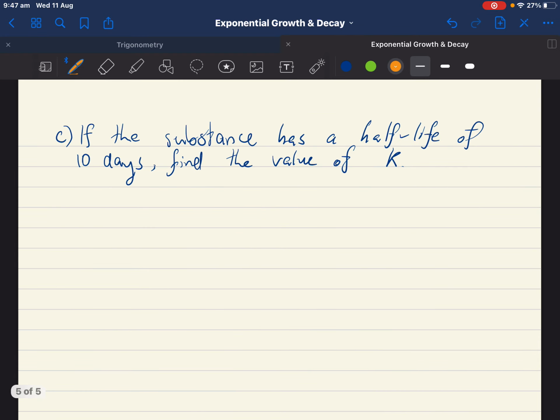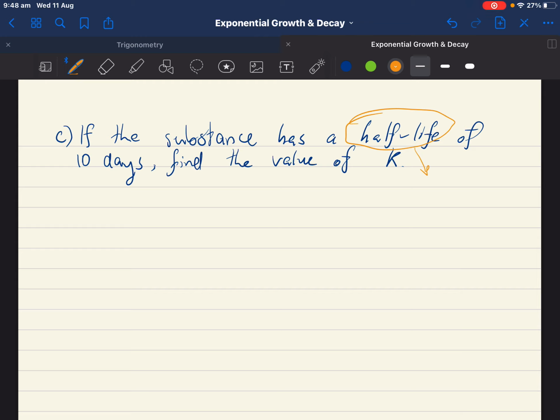All right, on to part C. If the substance has a half-life of 10 days, find the value of K. All right, so they've sort of brought in a physics term here. Half-life means that it's the time taken for a substance's mass to reduce to half, and it's 10 days.